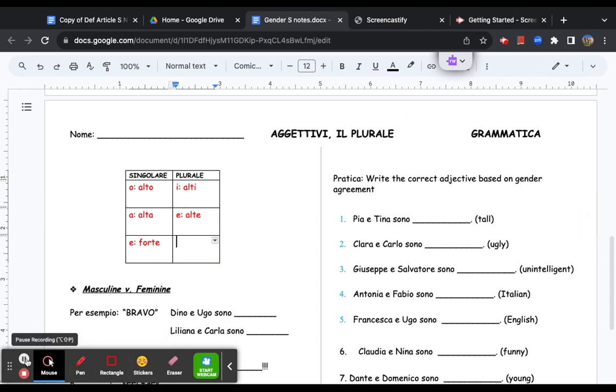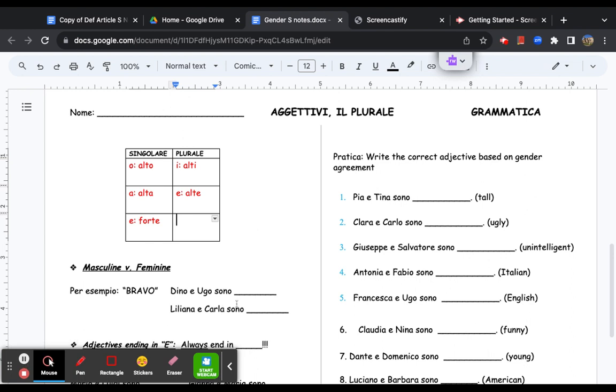Perfetto, perfect. Let's do a little bit of pratica before we get on to gender neutral aggettivi. Let's use the word bravo here as a little bit of pratica. Dino e Ugo, we're going to assume that they are maschili, masculine. In order to talk about due ragazzi, two male identifying people, we have to change this from bravo to bravi, okay? So again, maschile plurale, masculine plural.